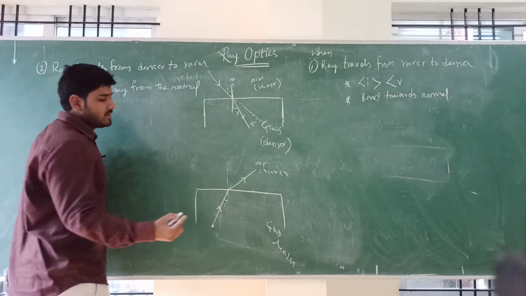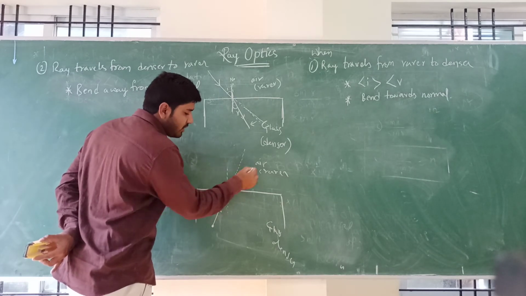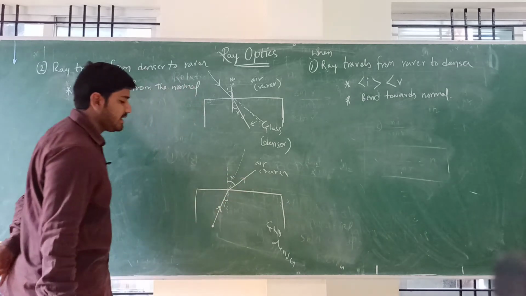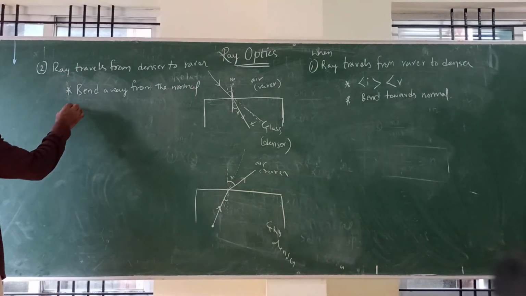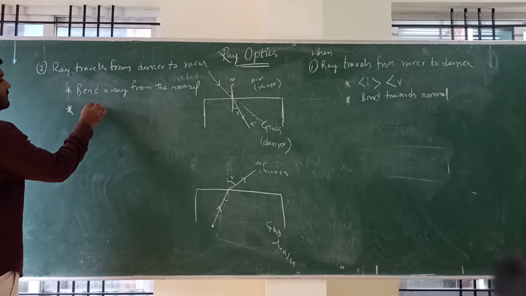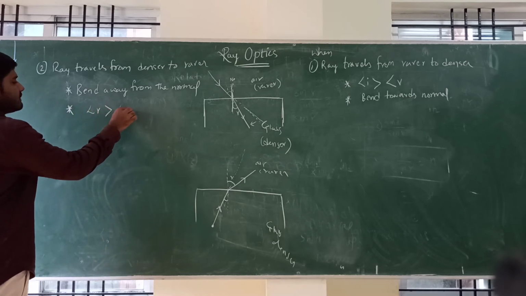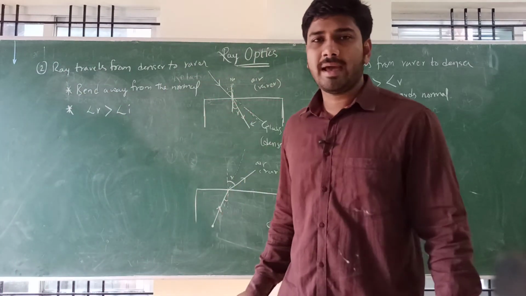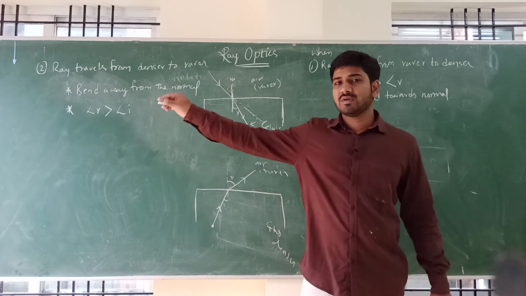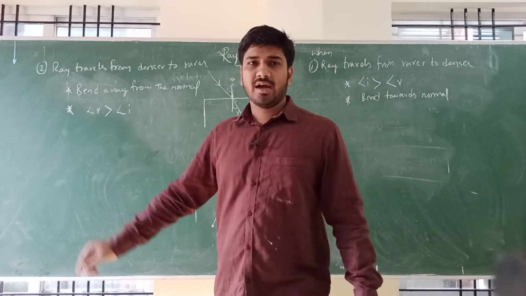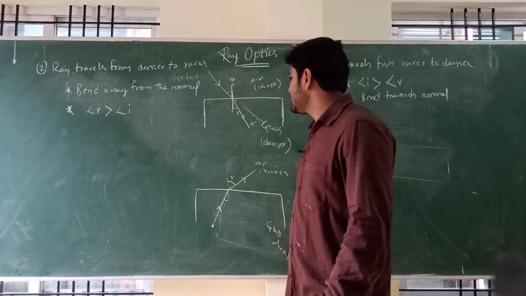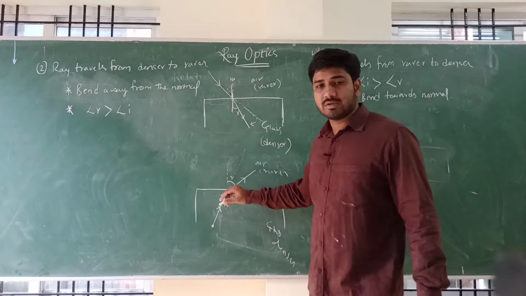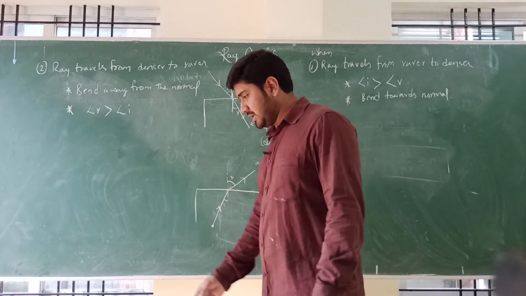Now observe one thing: if it is going away from the normal, then definitely the angle of refraction will be greater than the angle of incidence. See, which angle is greater? So in this case, the angle of refraction is greater than the angle of incidence. Okay. So when the ray is traveling from denser to rarer medium, the angle of refraction will be more than the angle of incidence, and it will bend away from the normal.